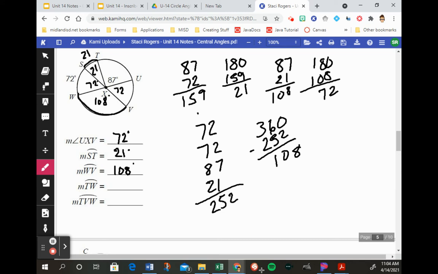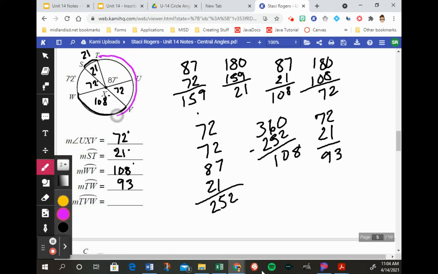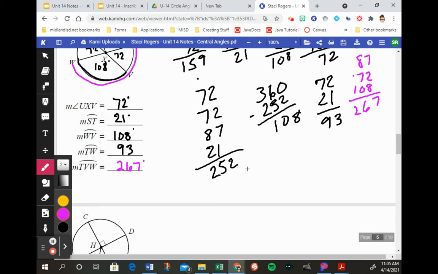TW. TW is 72 plus 21, is 93. TVW. I'm going to do a different color, purple. TVW is 87 plus 72 plus 108. That's 267. Okay. See how that works? All right, let's try another one.